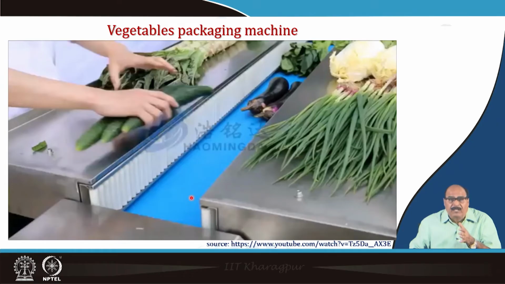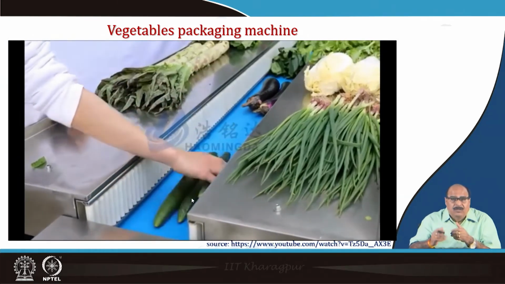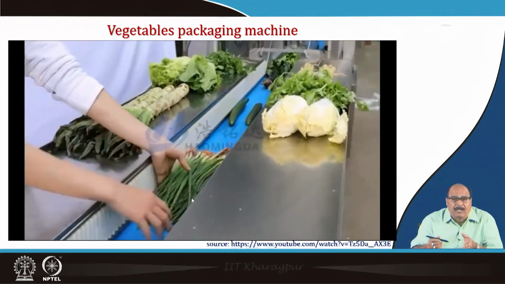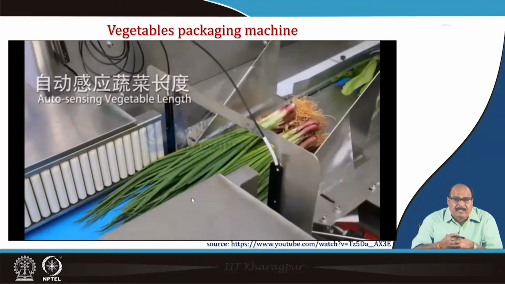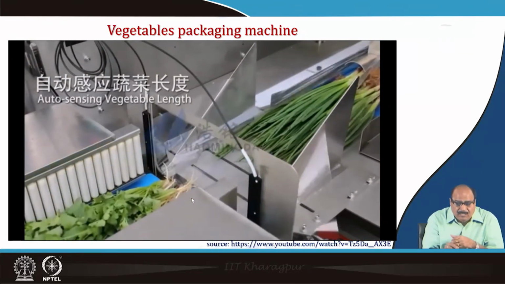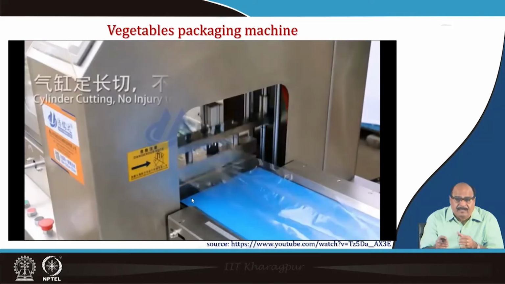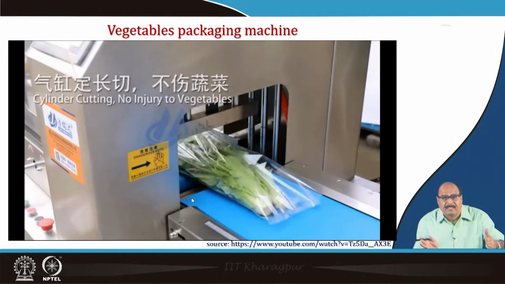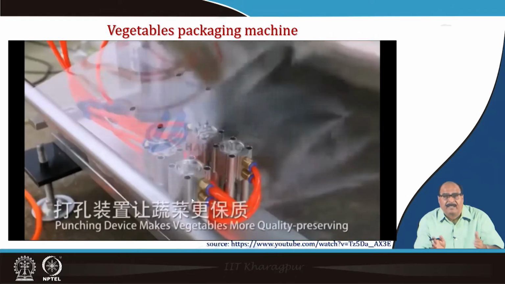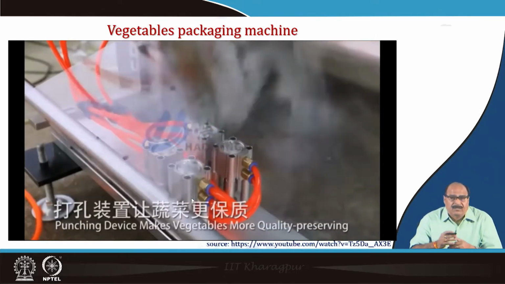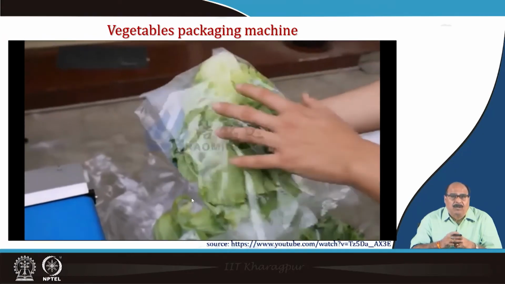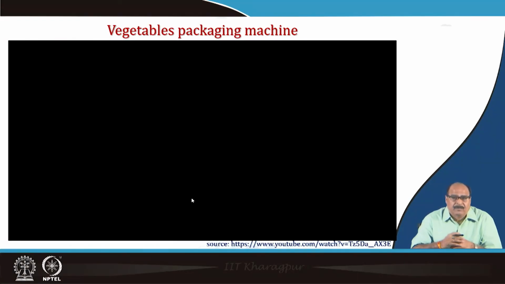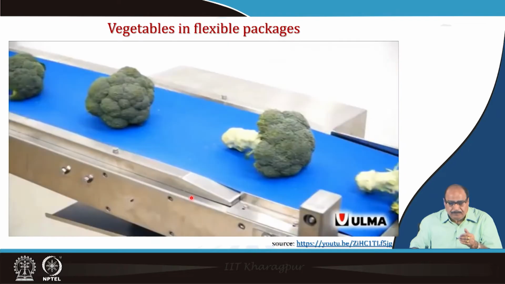You can see here in this video how vegetables are packaged in the plastics, and here there is an auto sensing vegetable length, that it senses the plastic, it is put into that, and then it senses the length automatically and then cuts it. So, this is a vegetable packing machine, how it operates.